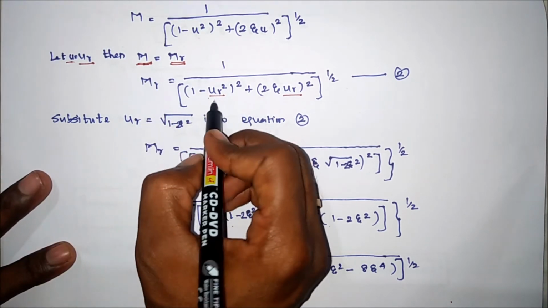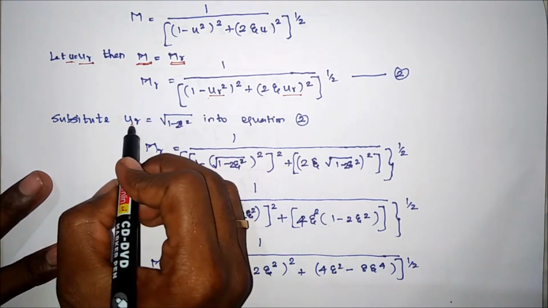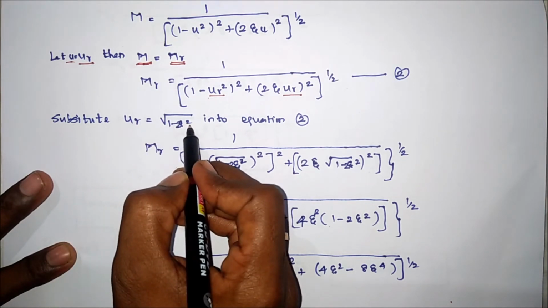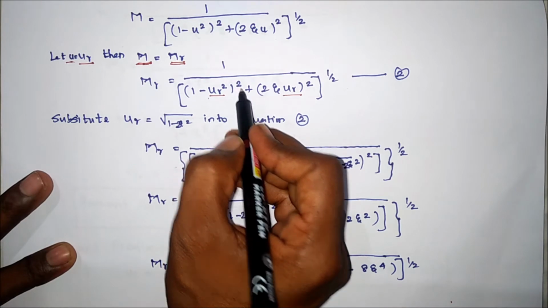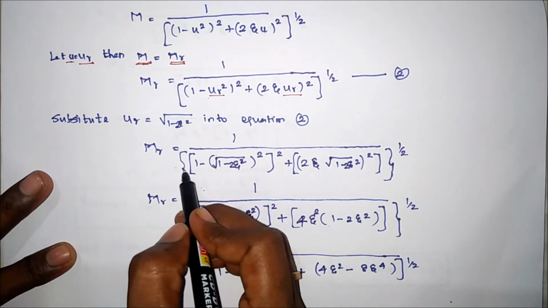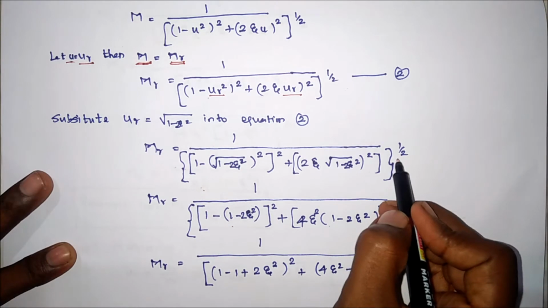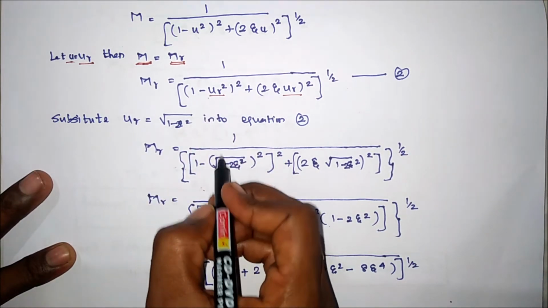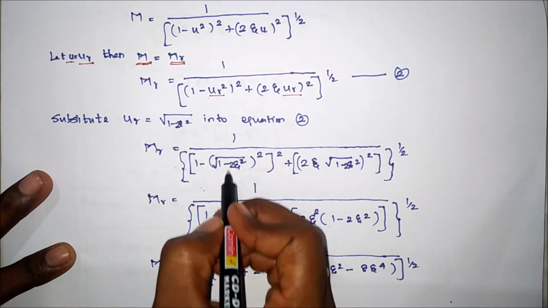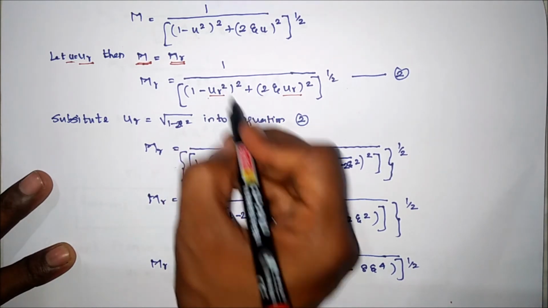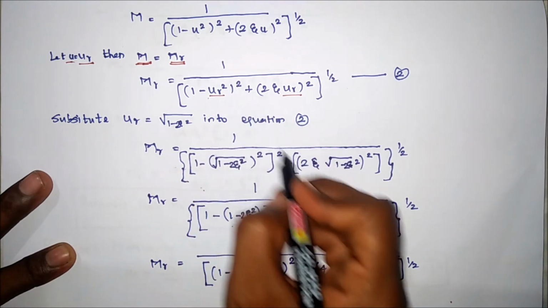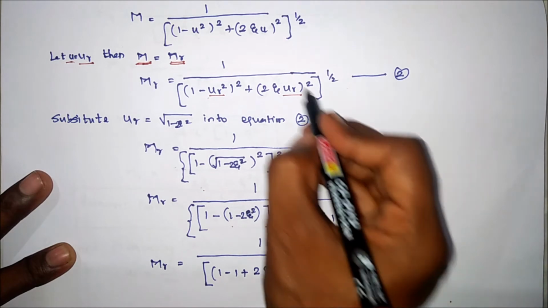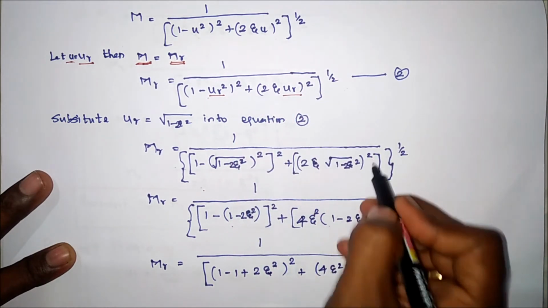Therefore we have to substitute the ur value also. We know ur equal to square root of 1 minus 2 eta square. Into this equation we have to substitute. So now Mr equal to 1 divided by the square root, or commonly whole power 1 by 2, of 1 minus ur, where ur is square root of 1 minus 2 eta square. Now square that again, the common square, plus 2 eta into ur, square root of 1 minus 2 eta square, common square. So therefore the common square is here.